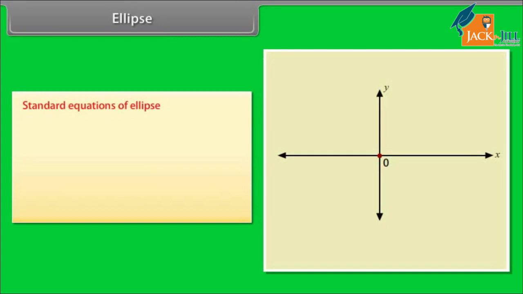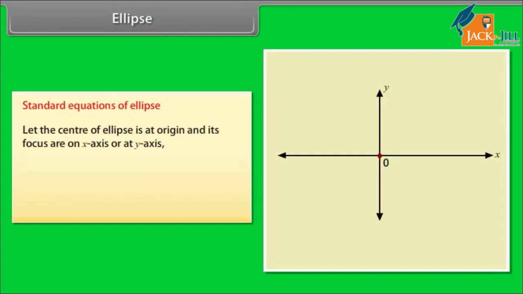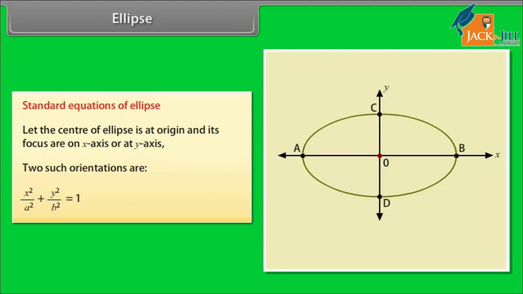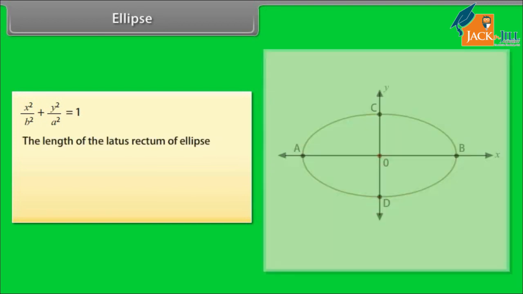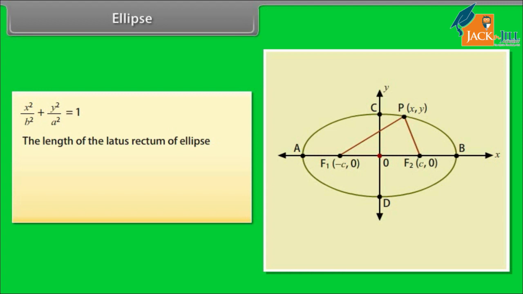Standard equations of ellipse. Let the center of the ellipse be at the origin and its foci be on the x-axis or on the y-axis. Two such orientations are x squared upon a squared plus y squared upon b squared is equal to 1, and x squared upon b squared plus y squared upon a squared is equal to 1. The length of the latus rectum of the ellipse x squared upon a squared plus y squared upon b squared equals 1 is 2b squared upon a.